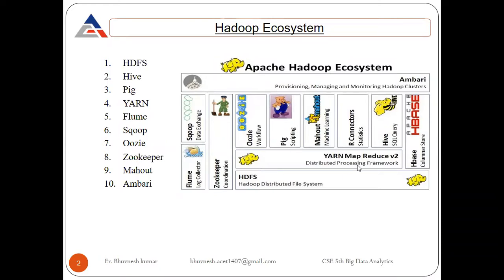Then there is Yarn. Yarn is your distributed processing framework. Your MapReduce. Then there is HDFS, that is Hadoop Distributed File System. And last is Ambari, that is for provisioning, managing and monitoring. Ambari will manage and monitor your complete Hadoop cluster. Okay, this is the tool that was left. Ambari is used for managing and monitoring your Hadoop cluster.